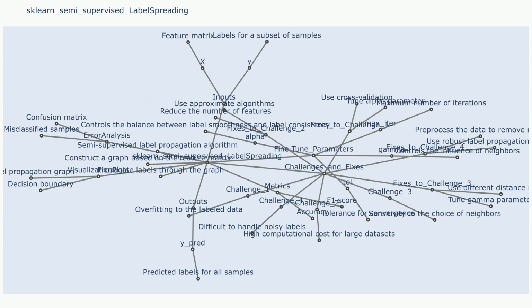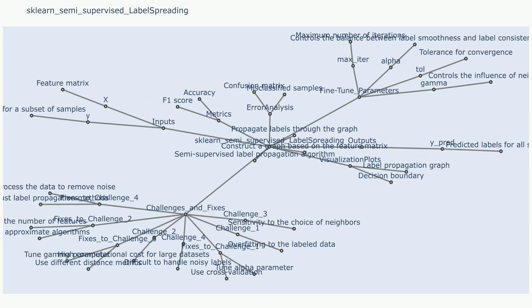X. This is the feature matrix representing the data. It is a 2D array where each row corresponds to a data point and each column corresponds to a feature. Y. This is the label vector, which provides the labels for the labeled data points. The length of this vector should match the number of labeled data points.